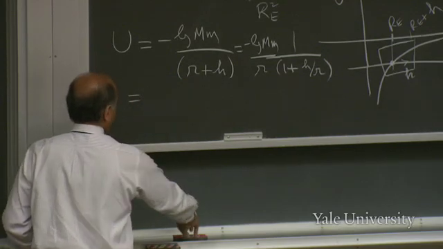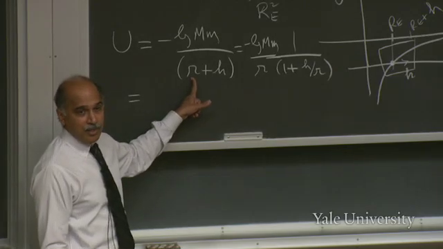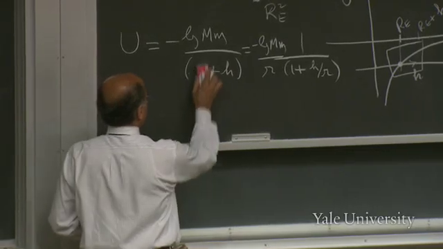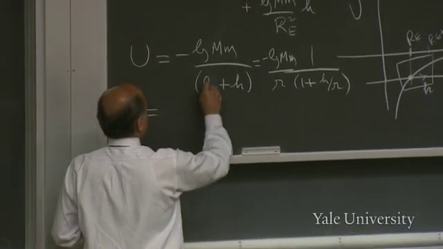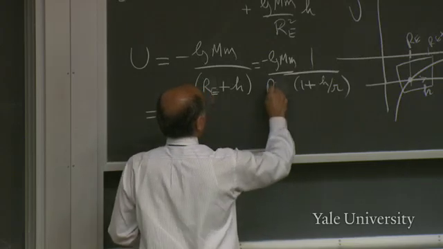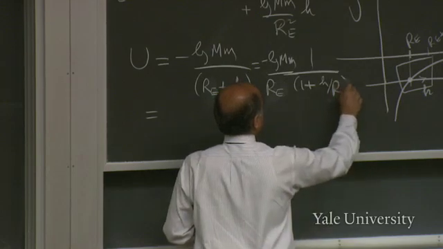I apologize. Do you know what's wrong with what I wrote? This is not r plus h. What should I be really putting here? Radius of the Earth. So I don't know how you're going to correct it in your notes, but this really should be radius of the Earth. Everywhere here, I want to be at a height h above the radius of the Earth. So I put that here.